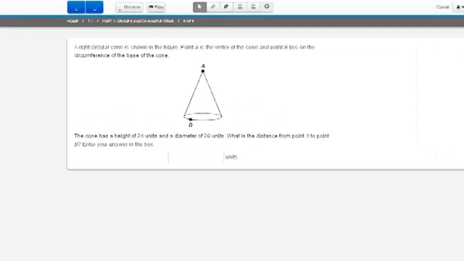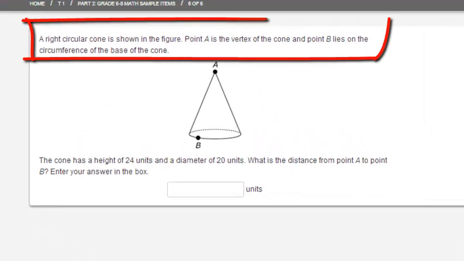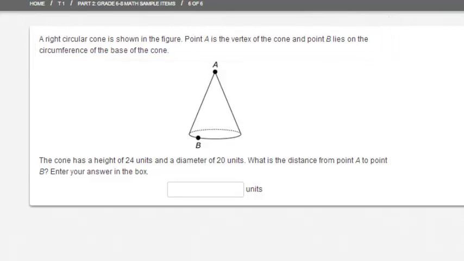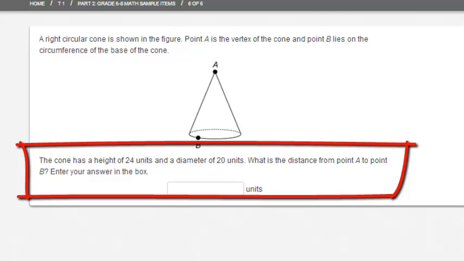Item 6 says, a right circular cone is shown in the figure. Point A is the vertex of the cone and point B lies on the circumference of the base of the cone. The cone has a height of 24 units and a diameter of 20 units. What is the distance from point A to point B?